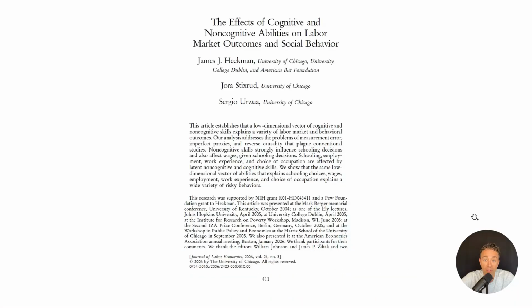We'll start by covering this 2006 Journal of Labor Economics paper. And this paper was basically wanting to bring in the psychometrics literature into labor economics to show that these cognitive and non-cognitive abilities that we've been discussing throughout this mini-series actually do correlate with real things in the real world.